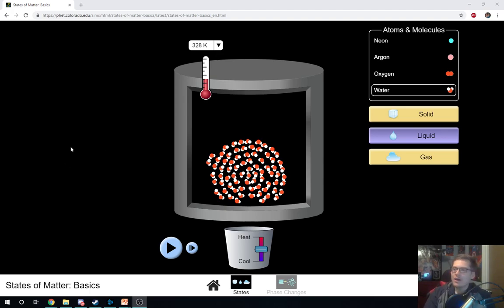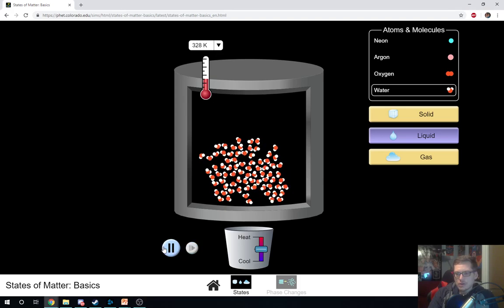Alright, so first of all I want to go back to this diagram. This is from PhET, from their little states of matter diagram here. And I've got it set up so we're going to be looking at water at its liquid state. Okay, so we'll hit go. Now I want to look at something here.